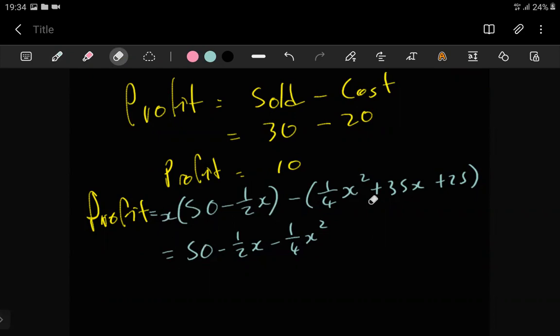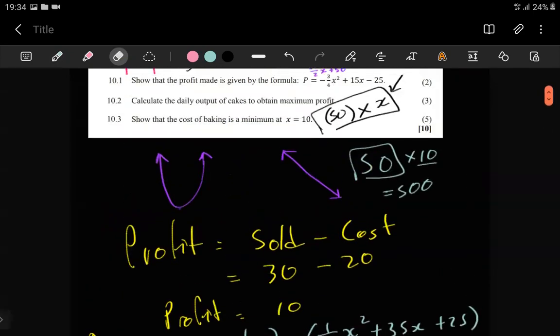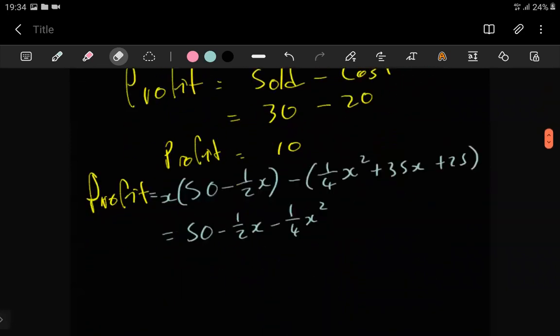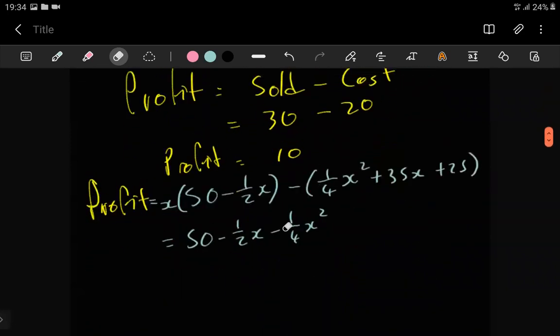So the reason why I paused here is because based on what we're trying to get, right, there was no way we were going to end up with negative 3/4 there.